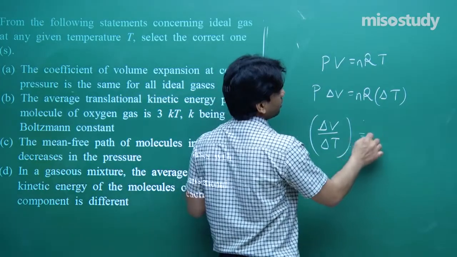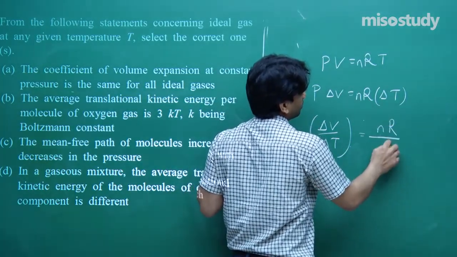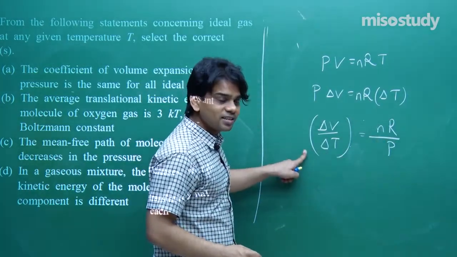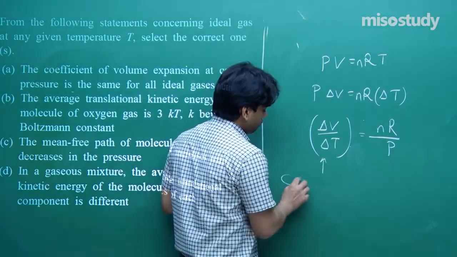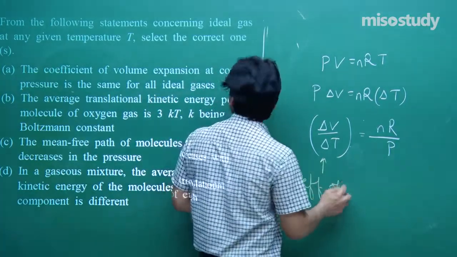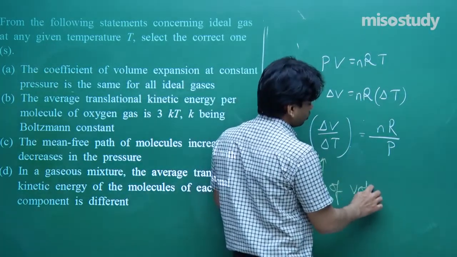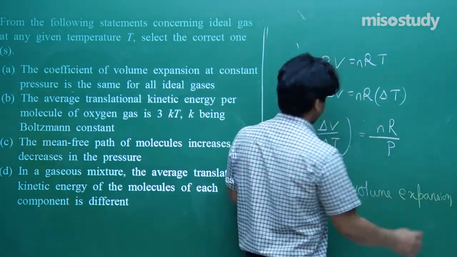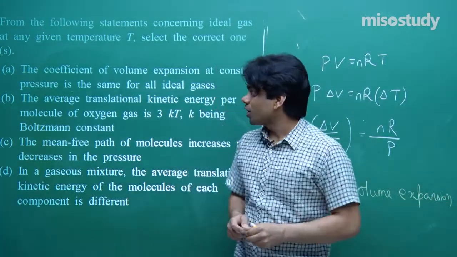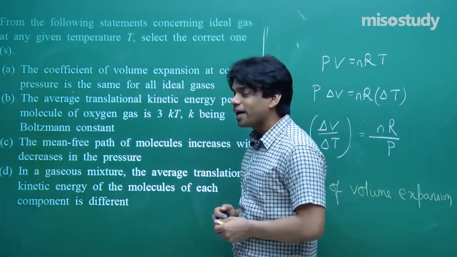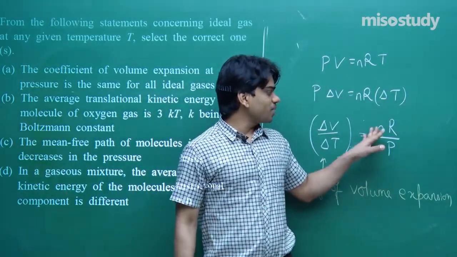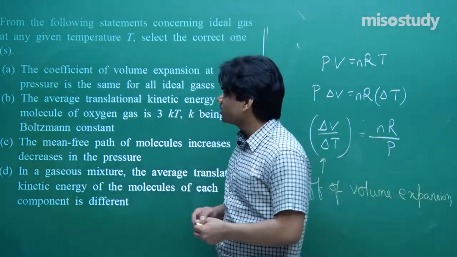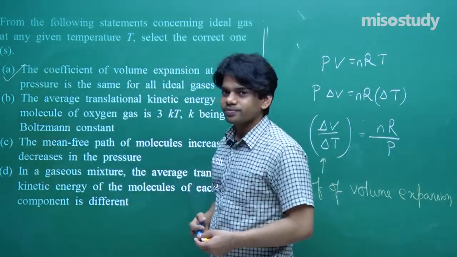Pressure is not changing. This will be nR by P. Pressure is constant, n is constant, R is constant. This term delta V by delta T is the coefficient of volume expansion. So clearly that is constant. Now you see the coefficient of volume expansion at constant pressure is same for all ideal gases. If pressure is same, n the number of moles you can keep same, and R is same. Yes, that is the correct statement. So option A clearly suffices.